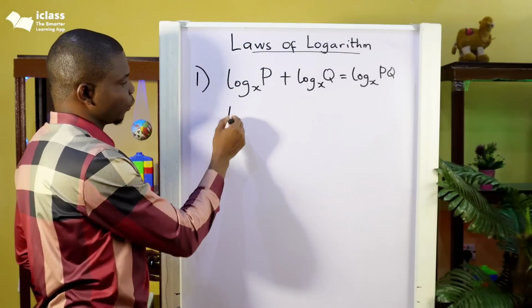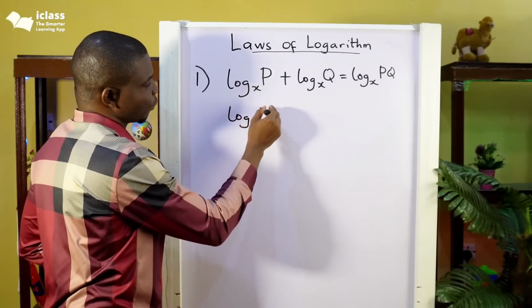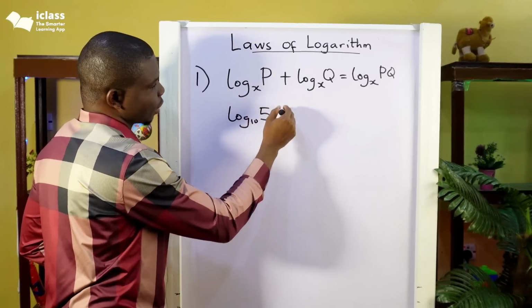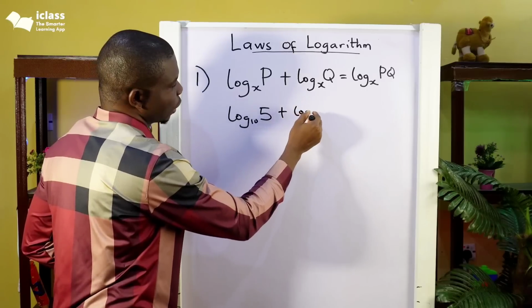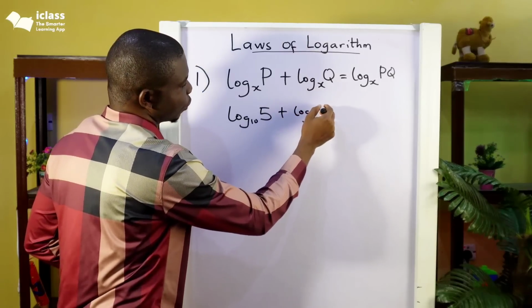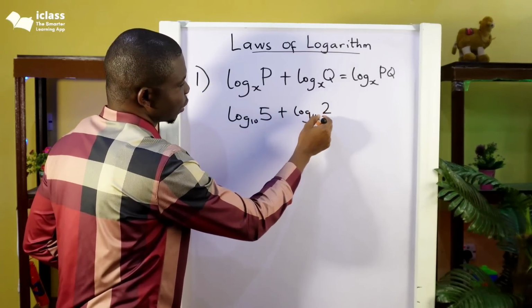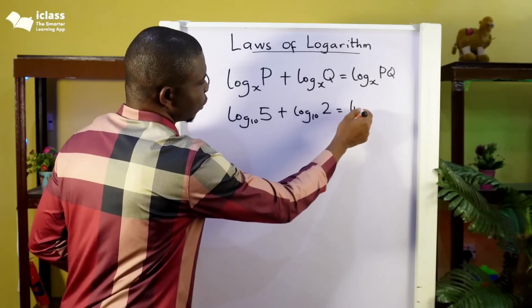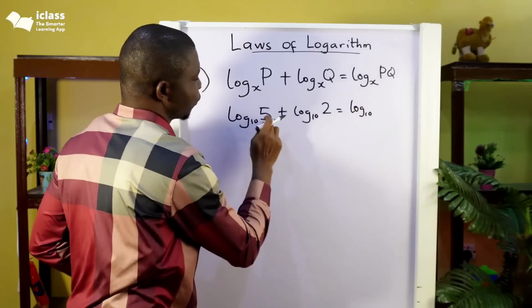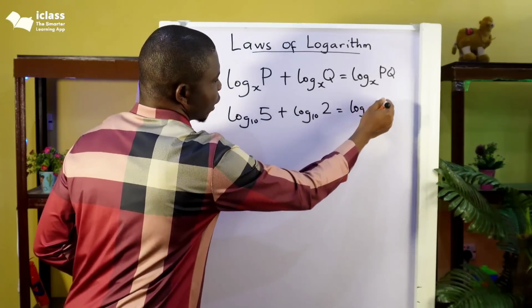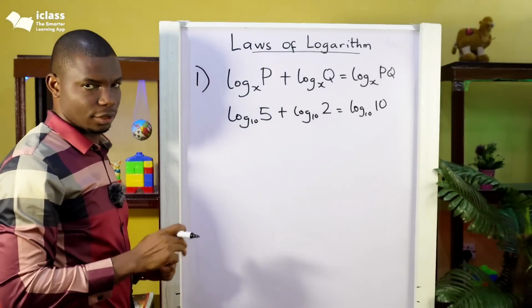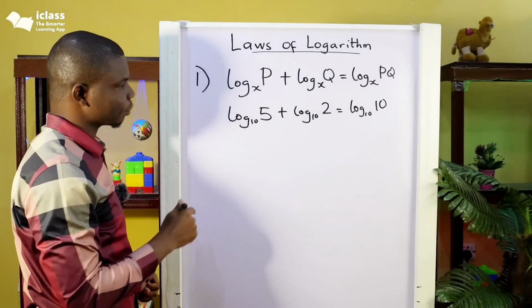For example, if we have log 5 base 10 plus log, let's say, 2 base 10. This is going to give us log base 10 of 5 times 2, right? Which is log 10 base 10.